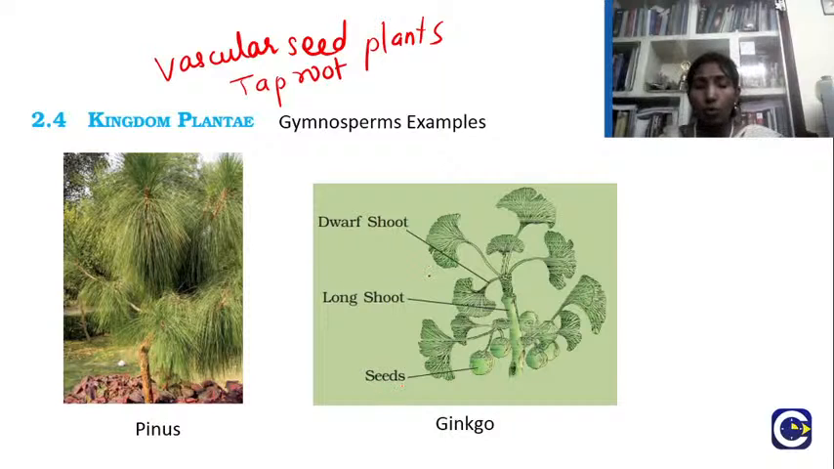So they have microsporophylls, where there is not much distinction, and megasporophylls, where they lack distinction into ovary and the like. But in angiosperms we clearly see the distinction, right? So that is what they are trying to say here.